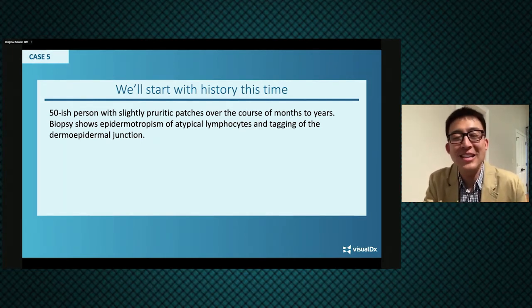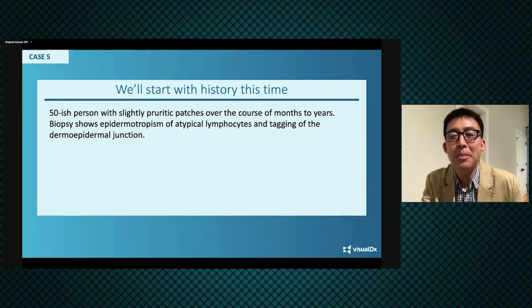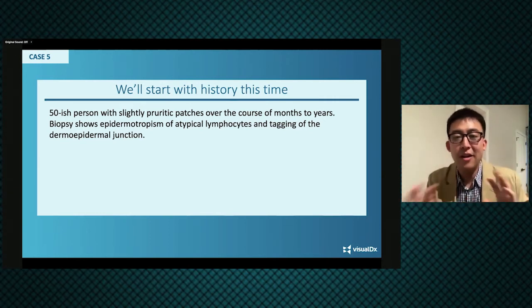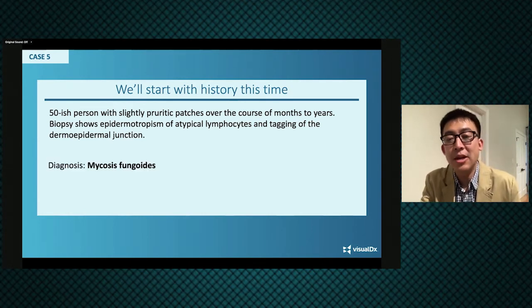So for this case five, we're going to start with history. I'm going to start by giving you the diagnosis. I'll lead this in by saying that this is something that I see every week. A 50-ish year old person with slightly pruritic patches over the course of months to years comes to see you. A biopsy shows epidermotropism of atypical lymphocytes and tagging of the dermoepidermal junction. If you read that line of text in dermatopathology, that should set off some alarms for what this particular diagnosis might be. This is a case of mycosis fungoides.